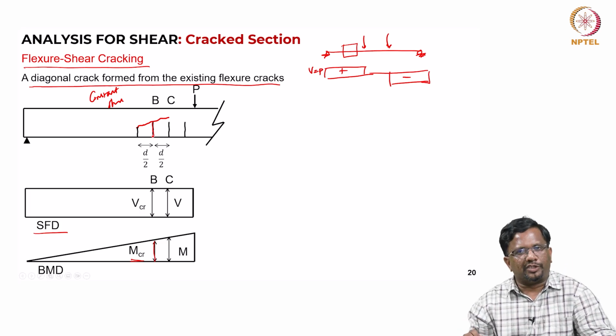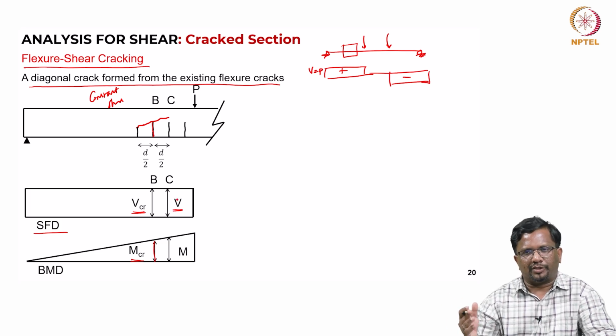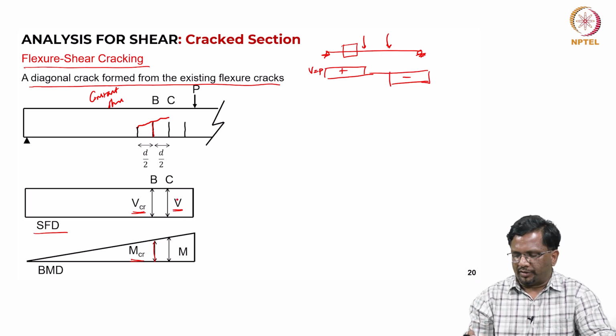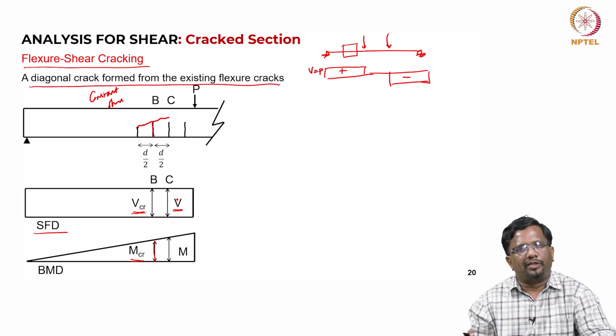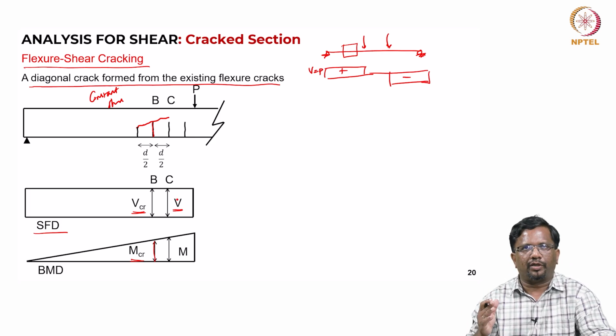Now, what would be the shear that will be applied? Which will be the same, equal to VCR, or equal to the shear in general, because shear remains constant in this region. So, at C, the shear demand is also going to be still equal to V. So, that means VCR is equal to V at this particular point.